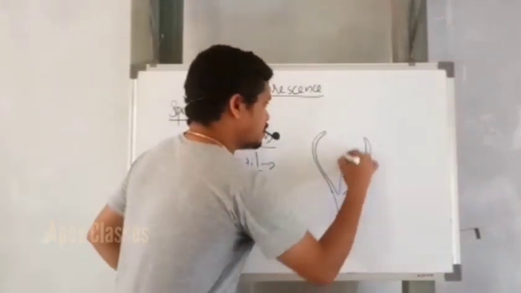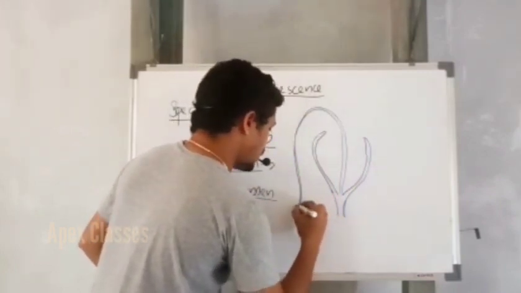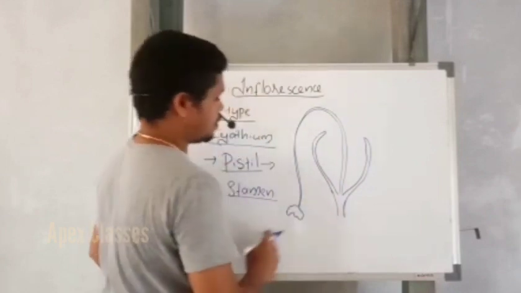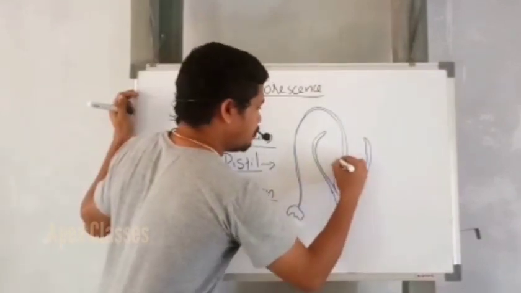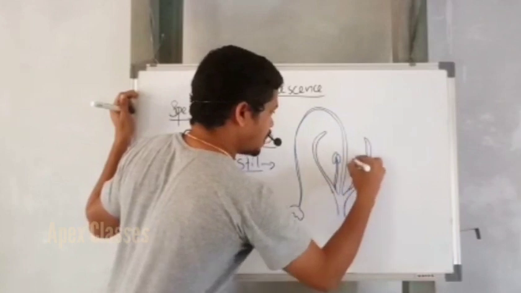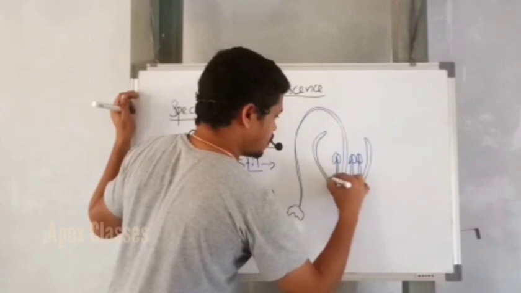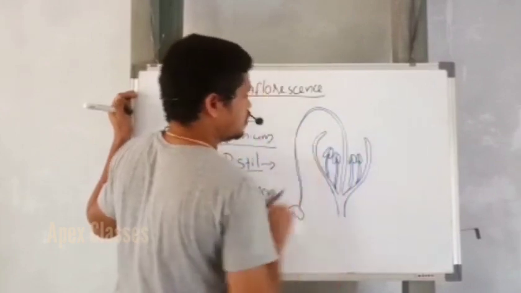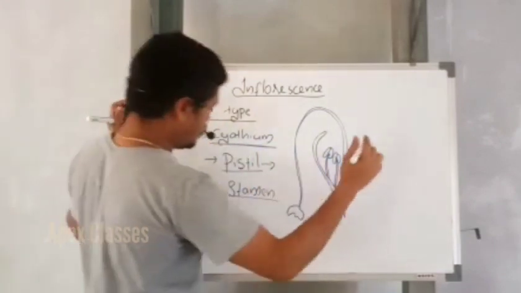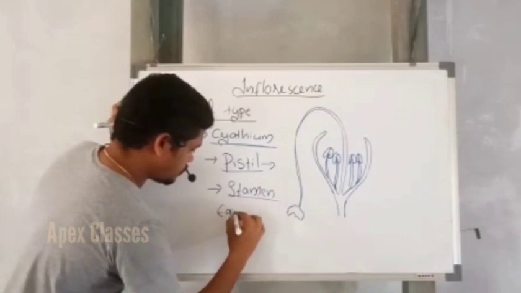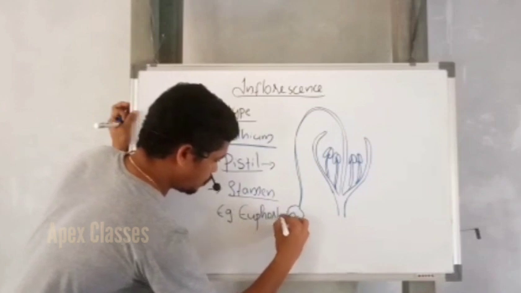At the center, a single female flower terminates into a stigma, and several male flowers, that is the stamens, are arranged around it. This type of arrangement of flowers is known as a cyathium inflorescence. For example, euphorbia.